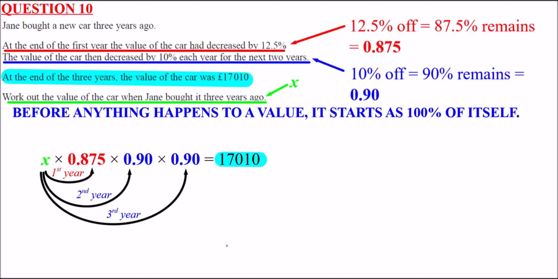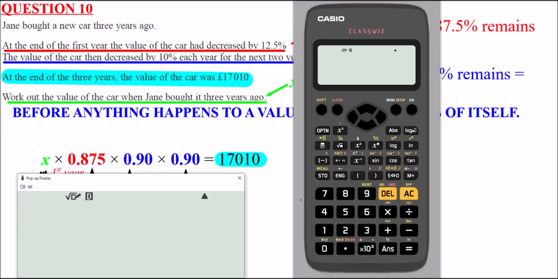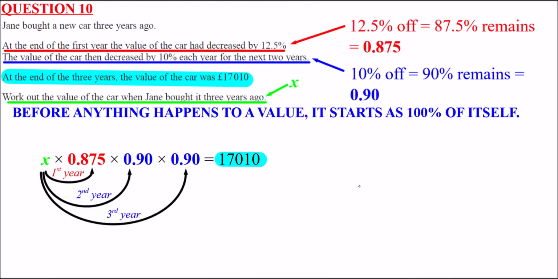We can now simplify these three decimals we're multiplying together. So 0.875 times 0.90 times 0.90, we can work out what that is. 0.875 multiplied by 0.9, or 0.90 if you want to, times 0.90, that gives us a value of 0.70875. Don't round this yet because this isn't our final answer and we don't want to incur any rounding errors. So the next step, just simplify that slightly, x multiplied by 0.70875 equals 17,010.